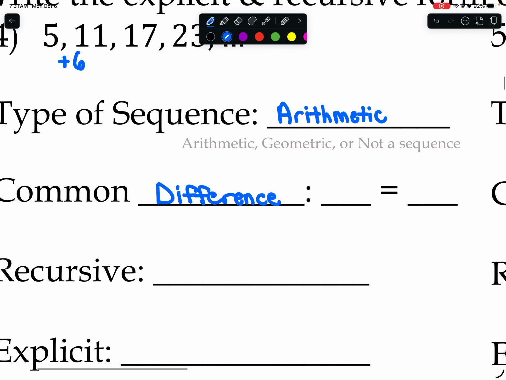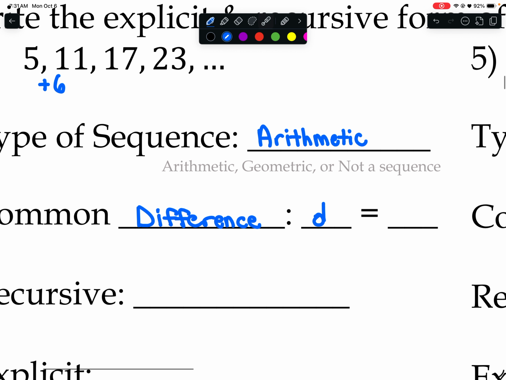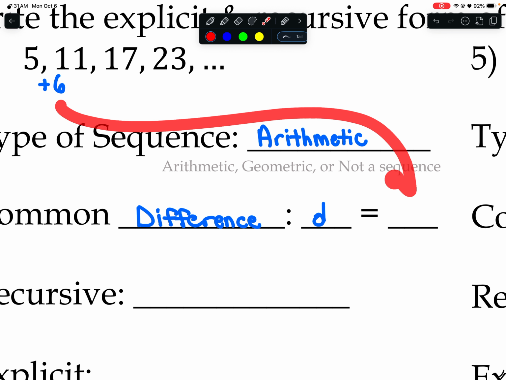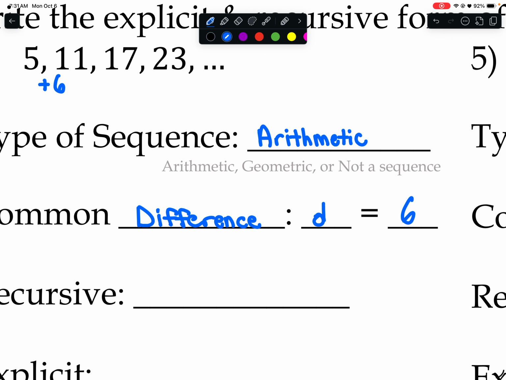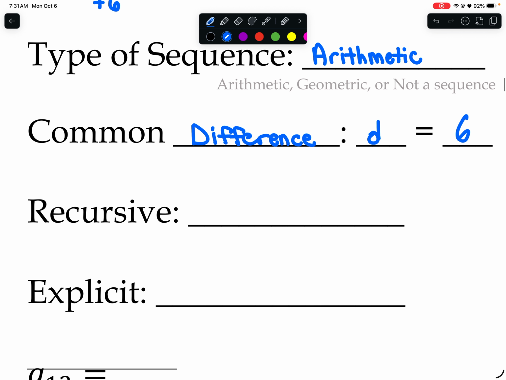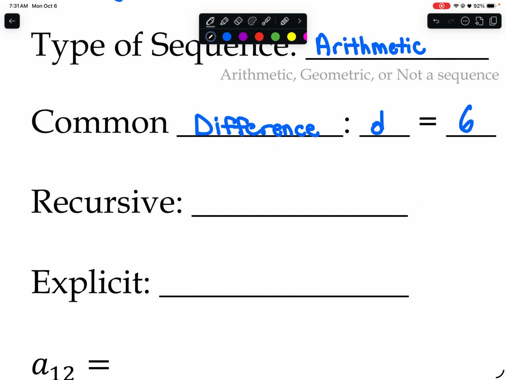And a common difference is denoted with the letter d. And then your change is going to be what we're changing by, so this is going to be interchangeable. So now for your recursive form, we're going to have a sub n is equal to a sub n minus 1, and then you're going to add or subtract whatever your common difference is. So in this case, it would be plus 6.